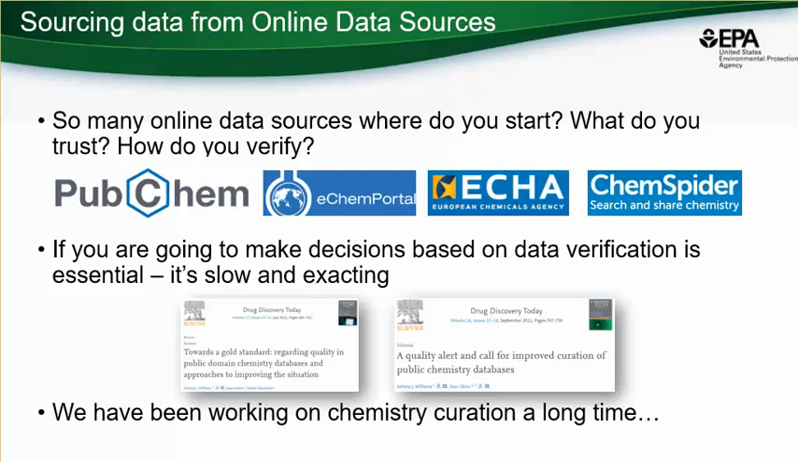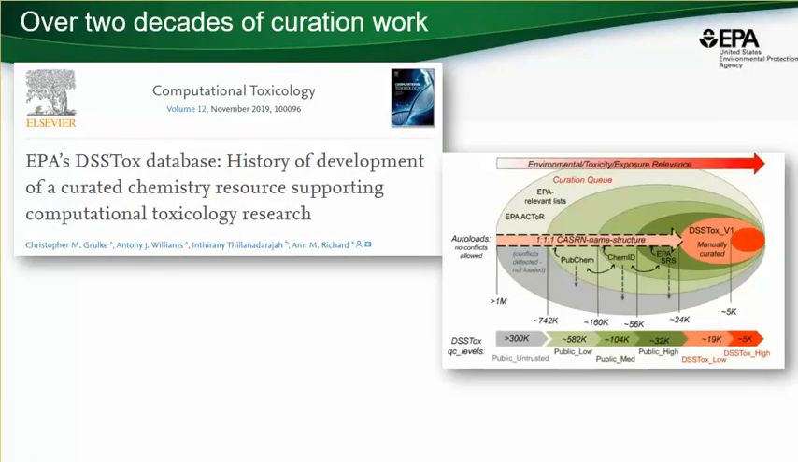I've published on this a number of times, and if you want a lot of the details, please consult a couple of these publications. We've been working on chemistry curation a long time at the EPA, and one of the outcomes of this work has been the DSSTox database. It's over 2 decades of curation work, and while ChemSpider, PubChem, and SciFinder have over 100 million chemicals, we're only just about 1.2 million, and that's after 20 years of work.